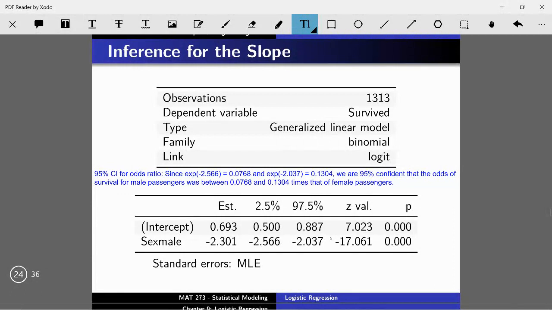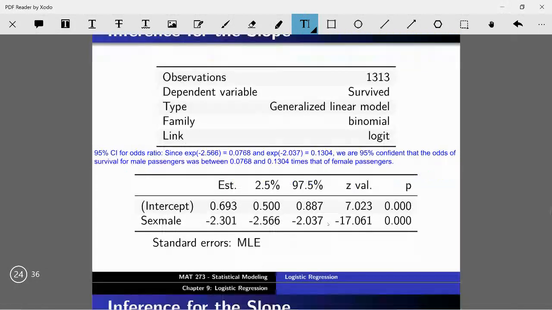But it's definitely good to practice these interpretations yourself and practice understanding what the output is giving us.